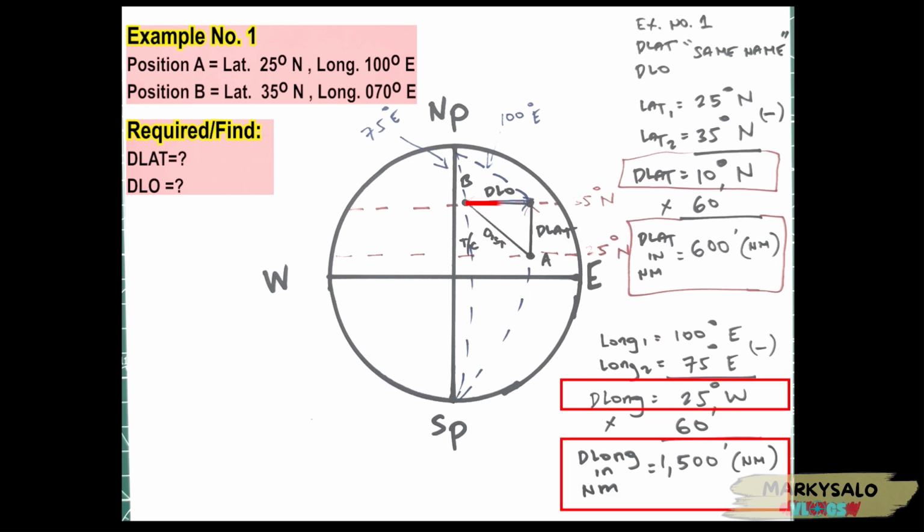So that's it. But in the next example, I will teach you a simpler method. Actually, we need to solve DLAT and DLO one at a time. That's the secret: one problem, one drawing. Okay, let's proceed to the next example.